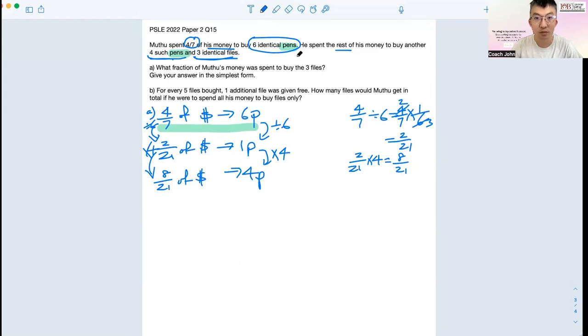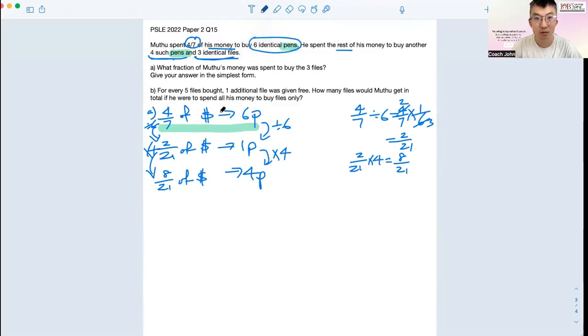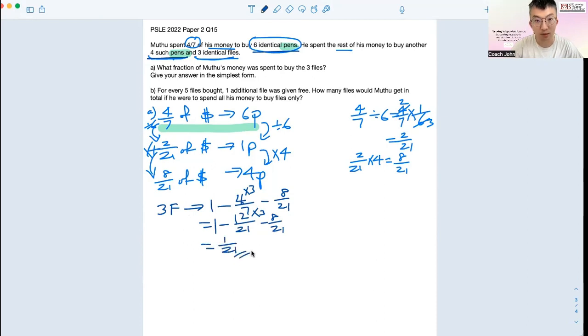So what do we do with this information? To buy the 3 files, for the remaining money, we have 1 whole, minus off the 6 pens, which is minus off 4/7, and then minus off the 4 such pens, which is minus off 8/21. Back to basics, make the denominator the same. And then we have 1/21, and that's the answer for 3 files.